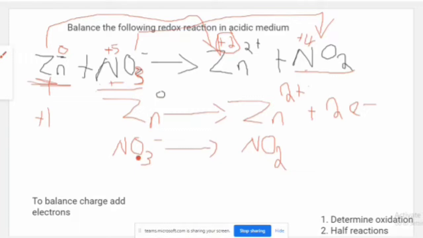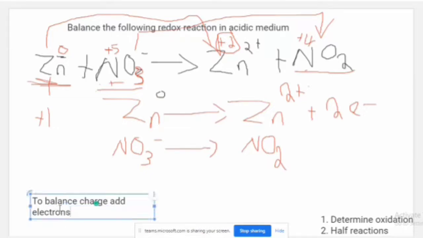Okay, let's move to oxygen. How many atoms of oxygen do we have on the reactant side? Three. What about on the product side? Two. So oxygen is not balanced. Now what do you do to balance oxygen?